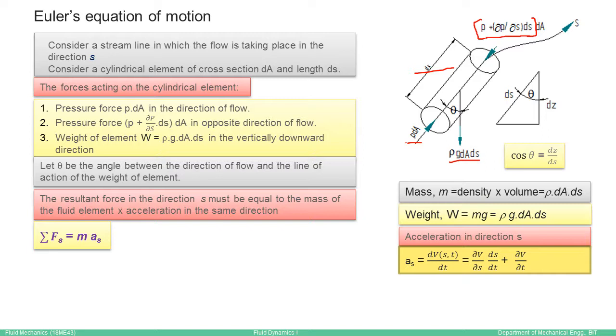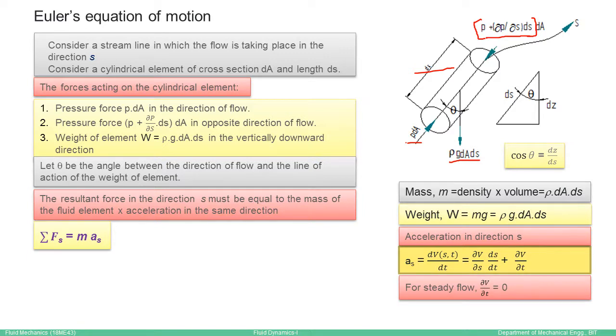Now applying Newton's second law of motion for this small fluid element, the resultant force in the direction S should be equal to the mass multiplied by acceleration in that direction S. Since there are two forces acting, pressure force and weight, we will list them out. And remember, P dA is acting in the direction S, and the pressure force P plus dou P by dou S into ds multiplied by dA is acting in the negative S direction.